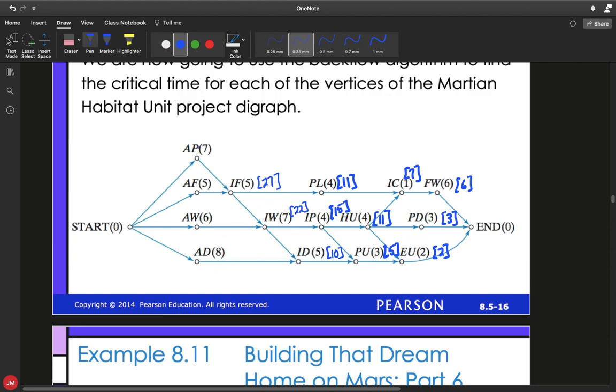Okay, so now let's go ahead and go from top to bottom. For AP7, obviously there's only one that it can go to, which is this IF5, which has a critical time of 27. So take 27 plus 7 is 34. Do the same thing with AF, since it could only go to IF as well. So 27 plus 5 is 32. For AW6, that can only go to IW7, which has a critical time of 22. So take 22 plus 6 is 28. And finally, for AD8, the only place it can go is ID5, which has a critical time of 10. So take 10 plus 8 is 18.